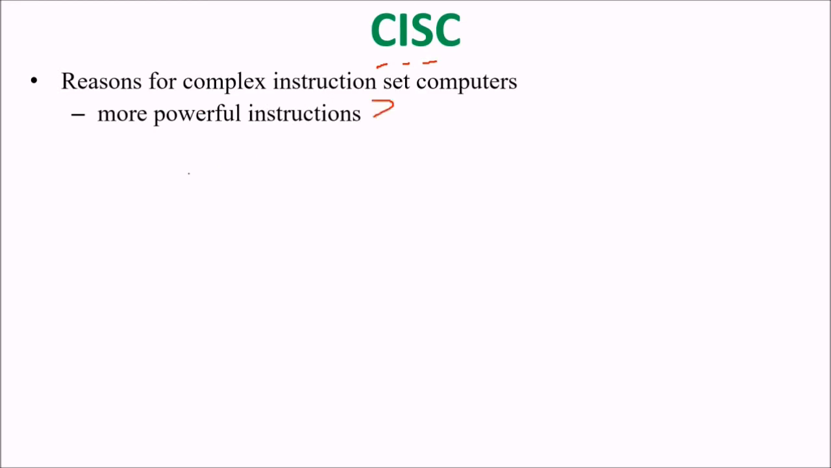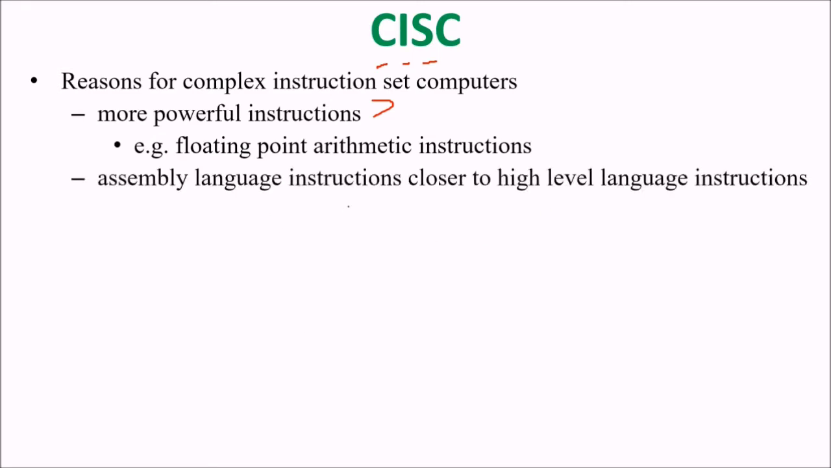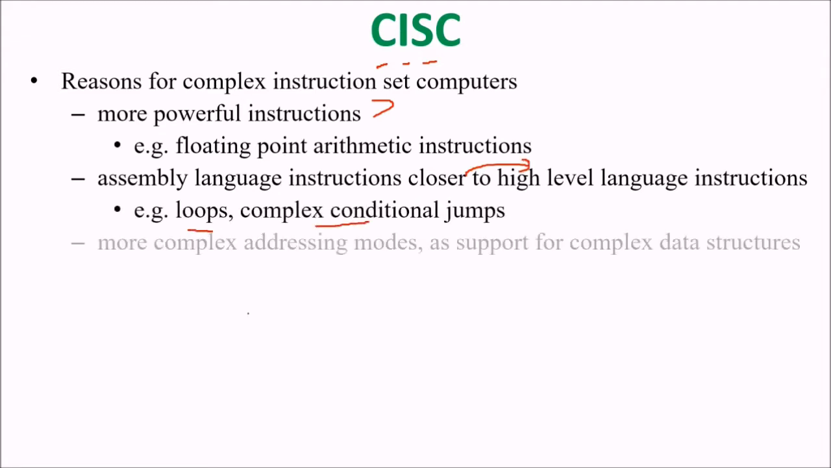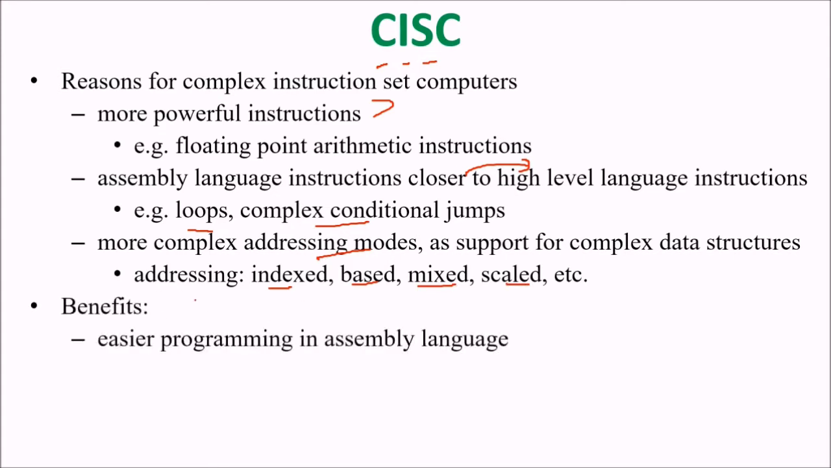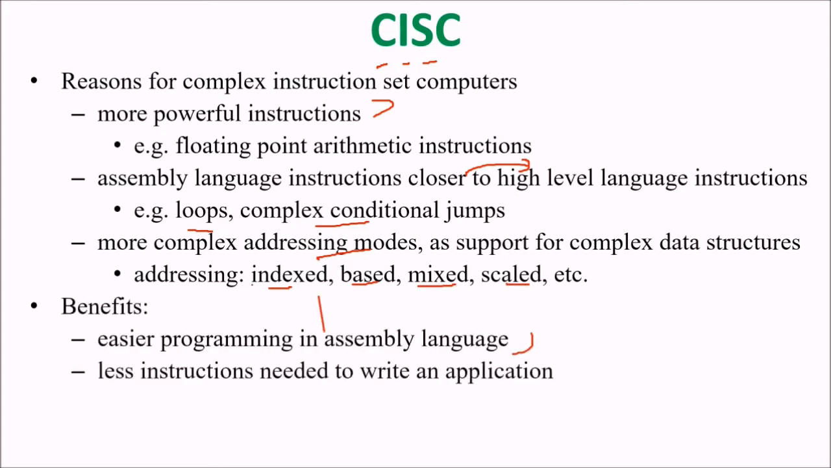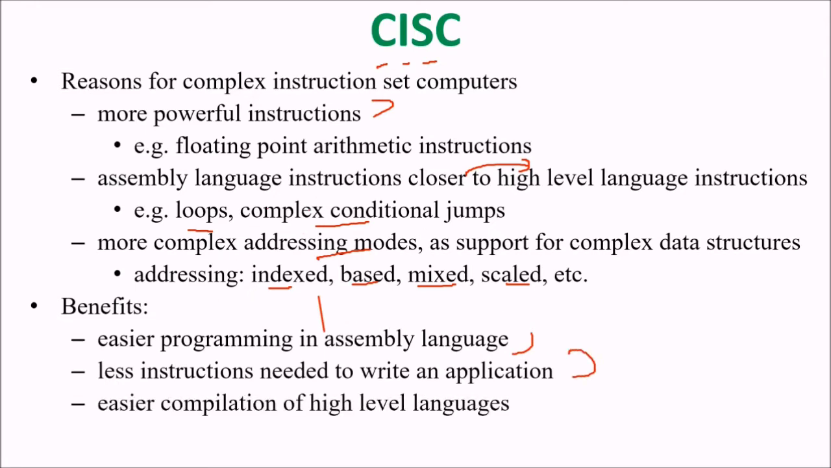The instructions were more powerful, for example, floating point arithmetic instructions. The assembly language instructions were closer to the high level language instructions, like loops, like complex conditional jumps, and the addressing modes were also complex, as support for complex data structures, like addressing indexed, based, mixed, and scaled. The benefits of CISC: easier programming in assembly language and fewer instructions needed to write an application, easier compilation of high level languages, and also support for complex data structures.